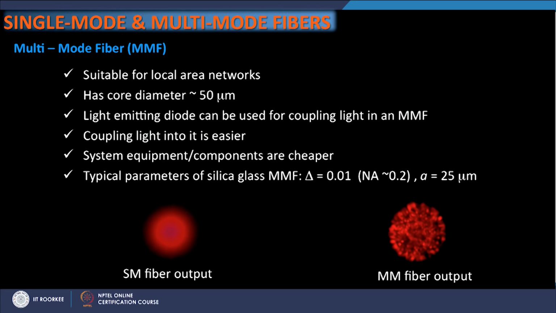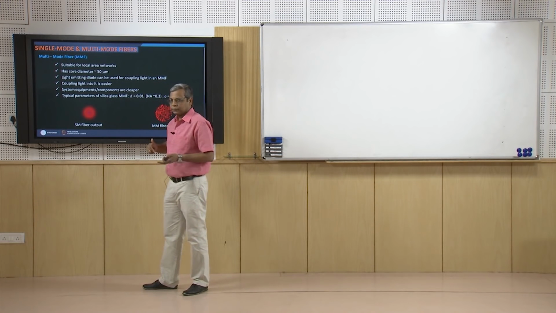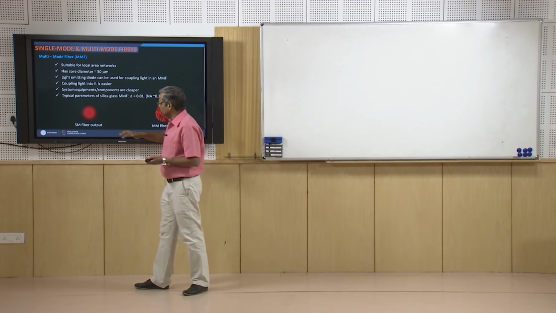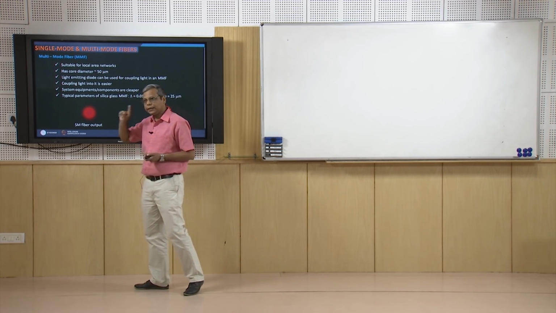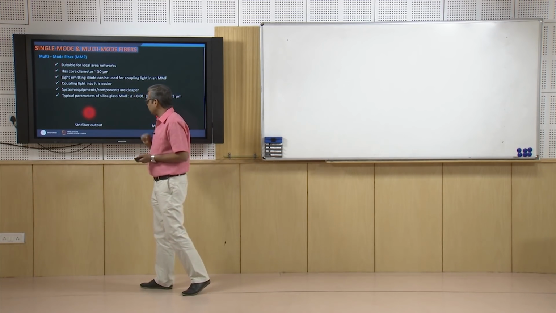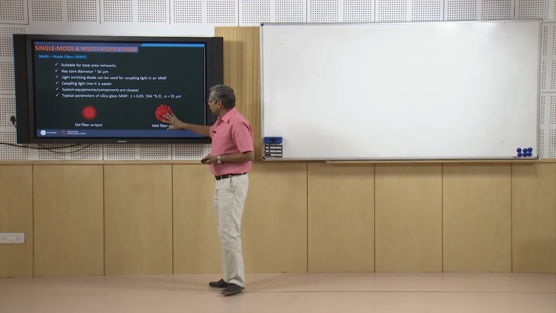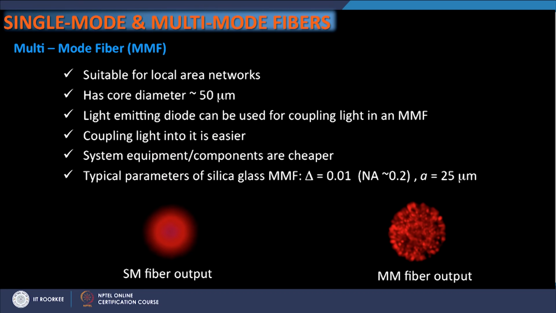This is the output from a single mode fiber, and this is the output from a multimode fiber. The explanation of these patterns is obvious because it is single mode, so it has only one intensity pattern, and this is the fundamental mode. And it is multimode, so there are a large number of modes, so this is the interference of all the modes. This is a speckle pattern.